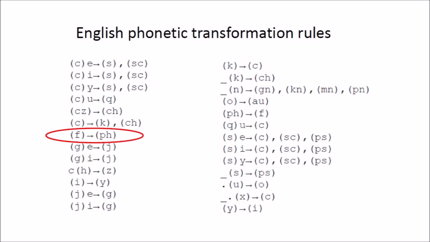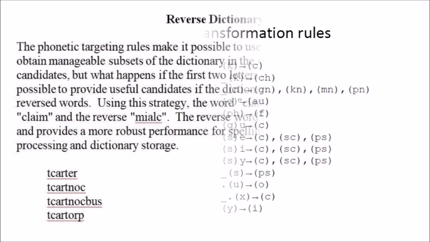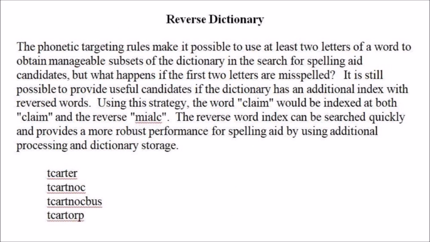For example, a word that is not in the dictionary and starts with the letter F should also consider some spelling aid candidates starting with the letters PH, since they have the same pronunciation. The phonetic targeting rules make it possible to use at least 2 letters of a word to obtain manageable subsets of the dictionary in the search for spelling aid candidates.